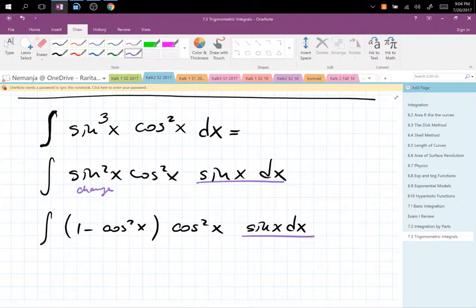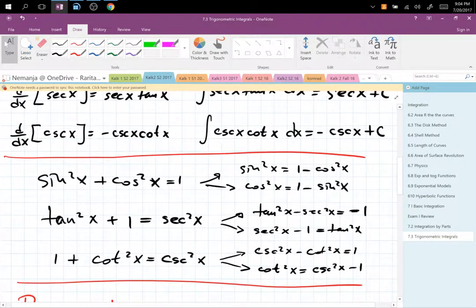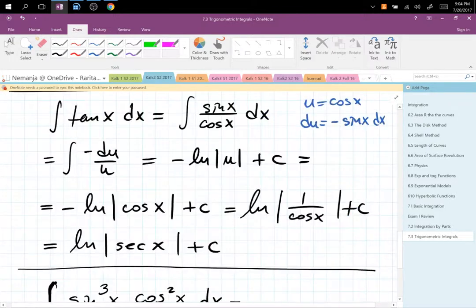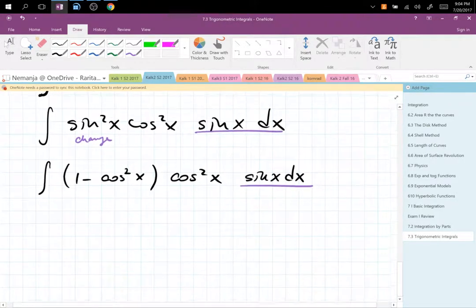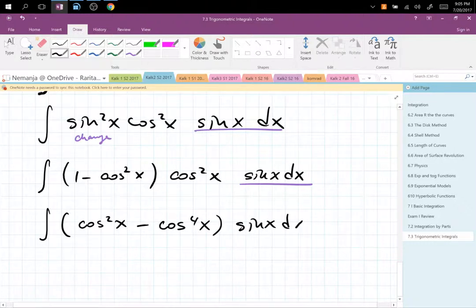What happened? No, this Pythagorean identity is not power reducing. Pythagorean identities don't have divide by 2. Okay, those are these, right? So now I just distribute: cosine squared x minus cosine to the 4th x times sine x dx, and there it is. So now it's easy.